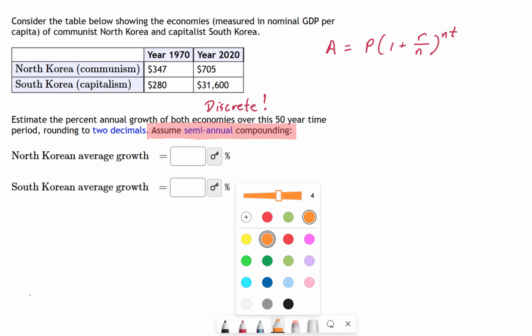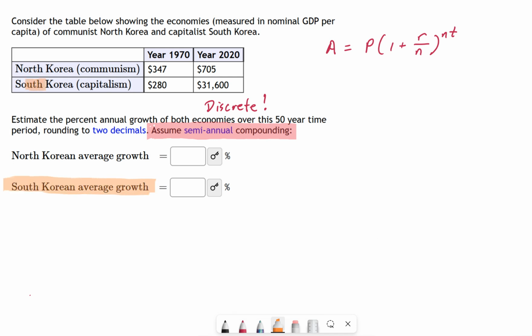And because I am looking at South Korea, right here on the bottom, we're going to focus on those data points in this table. So let's punch those into our equation. Let's see what we get. So the final amount after 50 years is 31,600. The initial amount at the beginning, you can think of this like your investment or the starting amount, is 280. And then I have the rate, which I don't know, divided by the compounding schedule, which is semi-annual. Remember, that means n equals 2. Okay, so that's my 2 right there, ends up here. And my t, the time, that comes from up here. That's t equals 50. Okay, so over 50 years, I run this economic experiment, and we're going to see what happens.